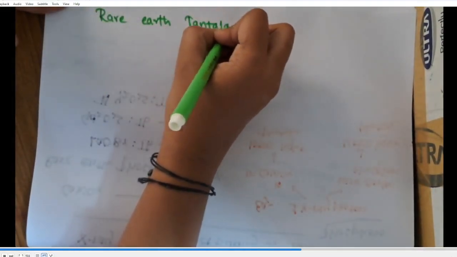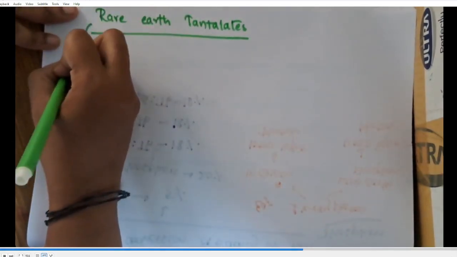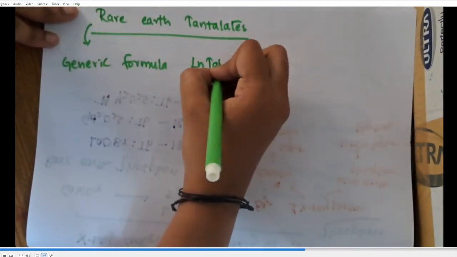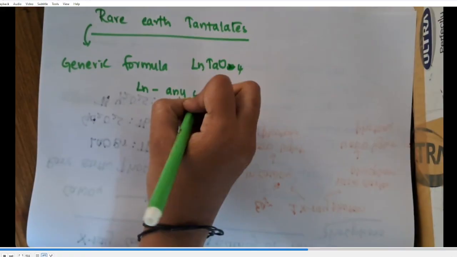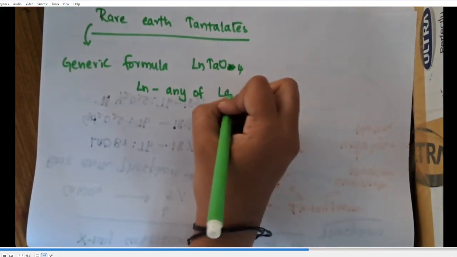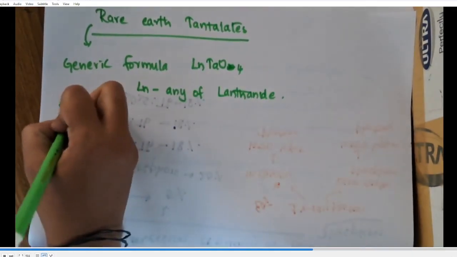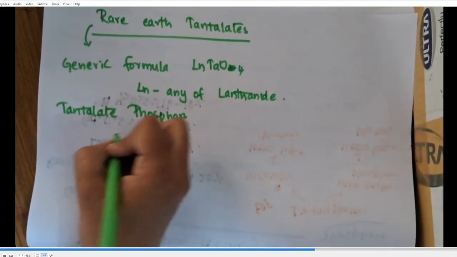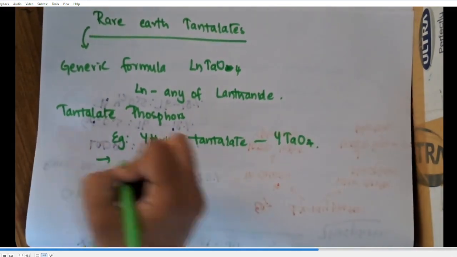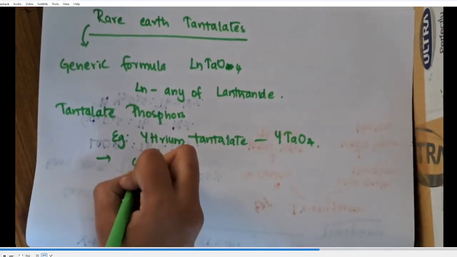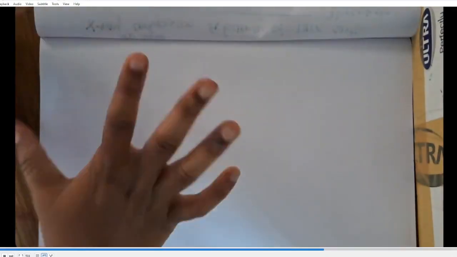Then there is a fairly new addition to the family of rare earth screens, the rare earth tantalates. These rare earth tantalates have a generic formula of LnTaO4, as in lanthanum tantalate. This Ln can be any lanthanide. These tantalate phosphors can be made up of most of the lanthanides, but commercially available screens have made use of yttrium tantalate.